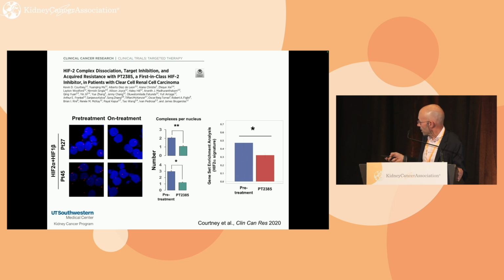And this is an example of what happens on treatment. So you can see 2 different patients. Each dot represents the HIF-2 complex. And as you can see, with treatment, there is a decrease in the number of HIF-2 complexes, which is what we would expect the drug would do. It dissociates the HIF-2 from HIF-1 and that leads to fewer complexes. And this also decreases gene expression.